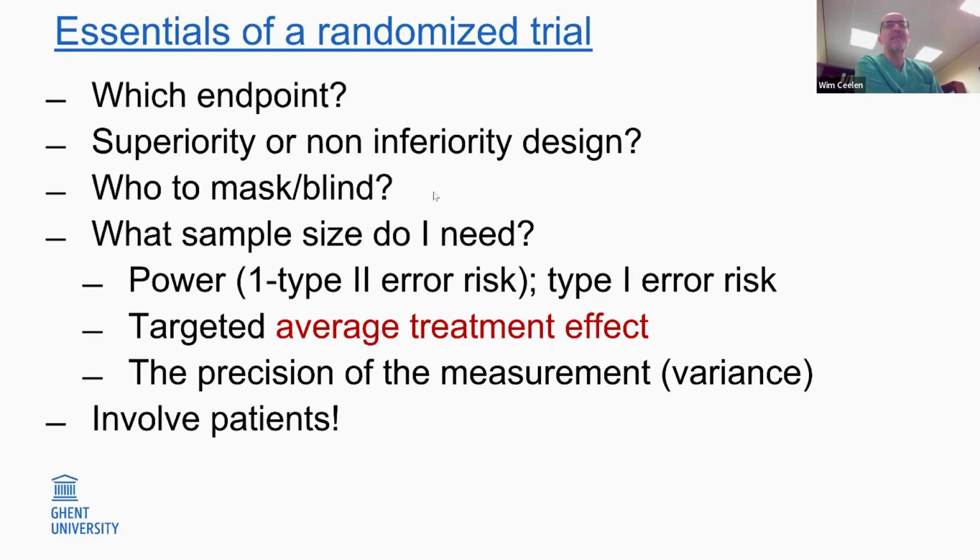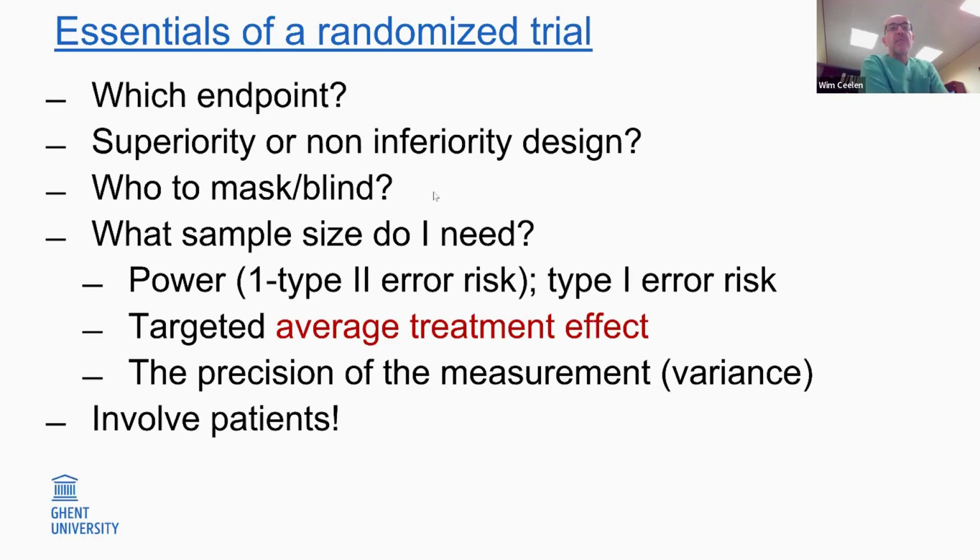But what is very important and often neglected is that you need a hypothesis about the average treatment effect that you will have if the trial is successful. For instance, my hypothesis is that with the new treatment, I will have a 20% improvement in disease-free survival after 5 years. That's a hypothesis you need in order to be able to calculate the sample size. So you need this point estimate, but you also need a hypothesis about the precision of this measurement, the variance. If you don't have this variance or the standard deviation around this estimate, it's impossible to calculate the sample size. You need it for the formulas.